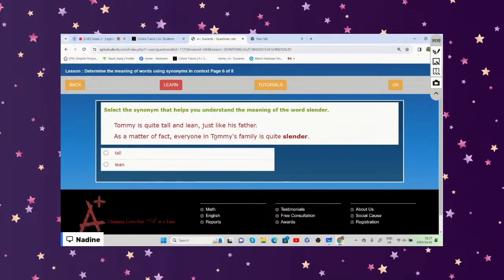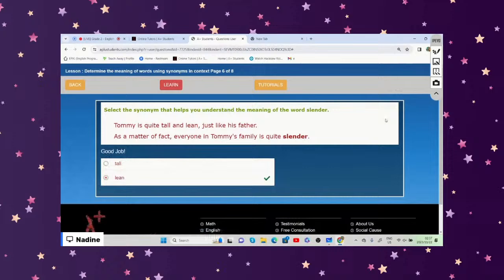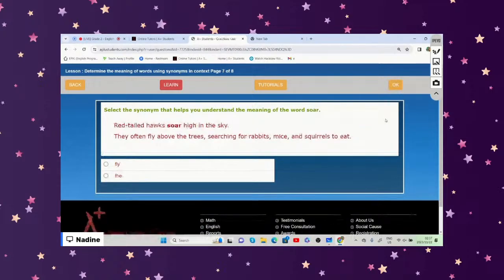All right, so if we choose the correct one, then we can say that it is lean. It's the same as saying the person is tall and thin, but instead of saying thin, you are saying the person is lean, all right, slender or lean.